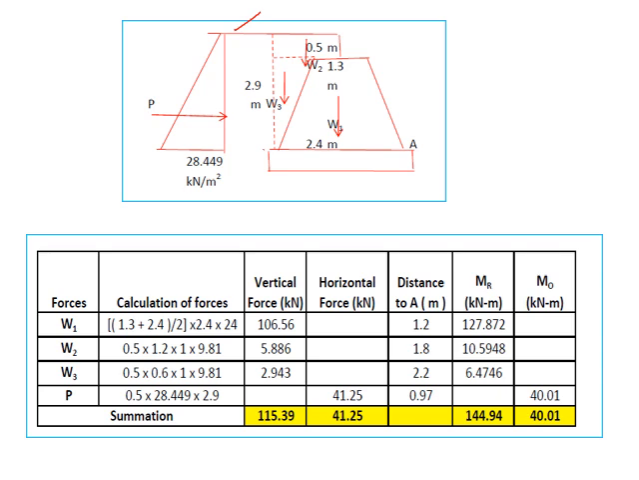So what is the weight of this weir? It is 1.3 plus 2.4 by 2, multiplied by the height 2.4, into 24, which is the unit weight of concrete, which comes to 106.56.